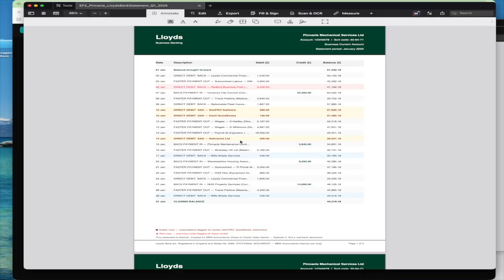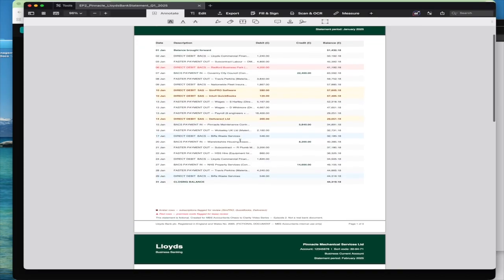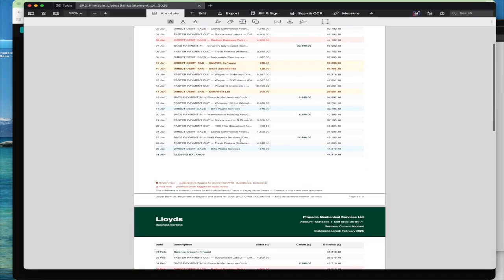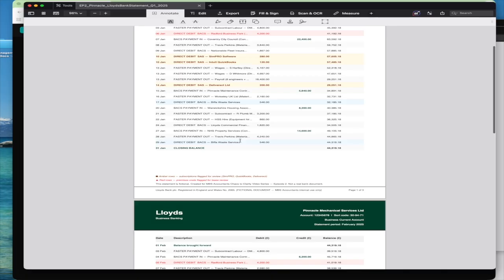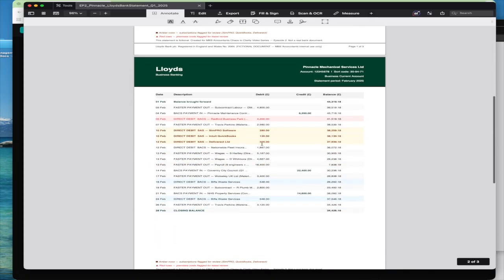The other one was insurance in here as well. Where was it I saw it? Insurance Direct, the direct debit. There, the Nationwide fleet insurance, 1867. I noted it on the basis that I thought it felt a little bit expensive, so just note that potentially to come back to later.